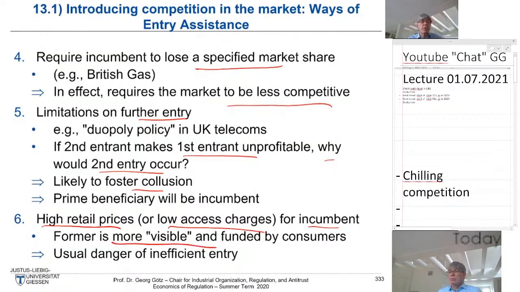It is rather visible that it's a bad thing in a sense, because many customers will have to fund it, and of course it probably gives rise to inefficient entry. Yeah, and low access charges. Yeah, we will get back to that. However, these low access charges would mean that in the end we probably won't get any further investments by the incumbent. Okay.